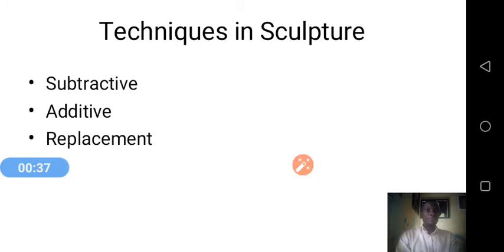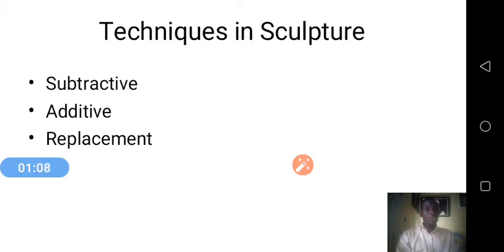Number one is subtractive technique, which is also known as carving. Number two, the additive technique, which is also known as modeling. And number three and final, the replacement technique, which is also known as casting. Now, just as the name implies, subtractive, from the word subtraction, subtractive technique is the process of chipping out bits and pieces of a particular material to be able to achieve a given art form.